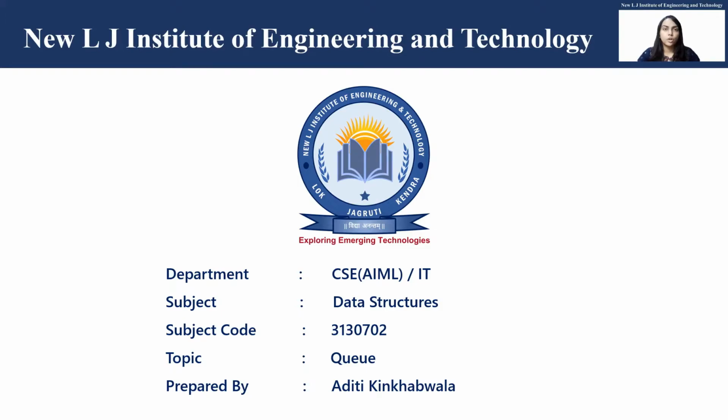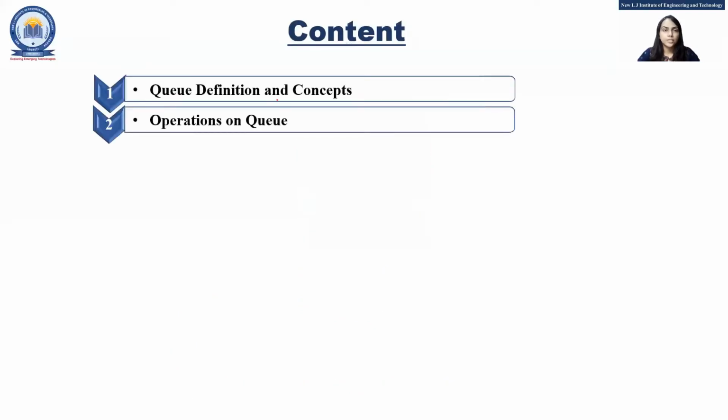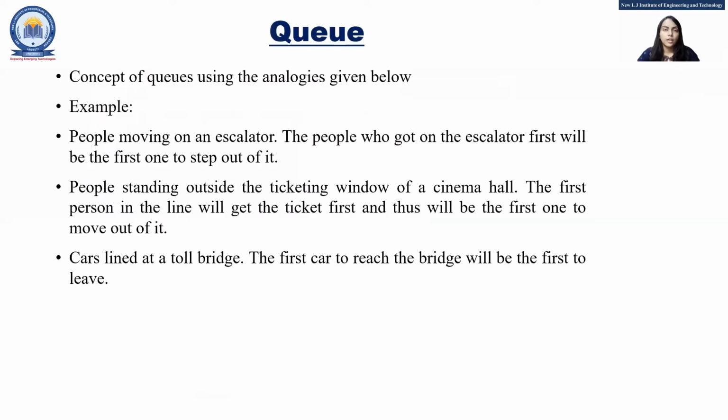Let us start with the topic of Queue, which is part of Unit 2, that is linear data structure. So, in today's lecture, we would be going through the basic queue definition and concepts and operations which can be performed on a queue. Now, before actually understanding what is a queue data structure, let us understand the concept of queue using analogies given below.